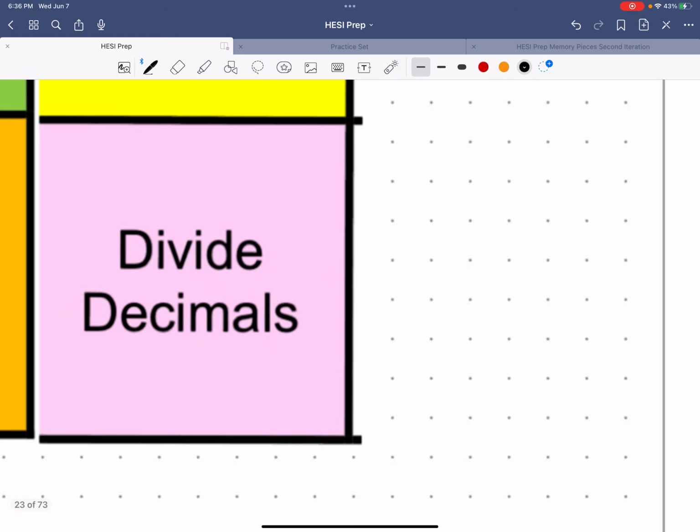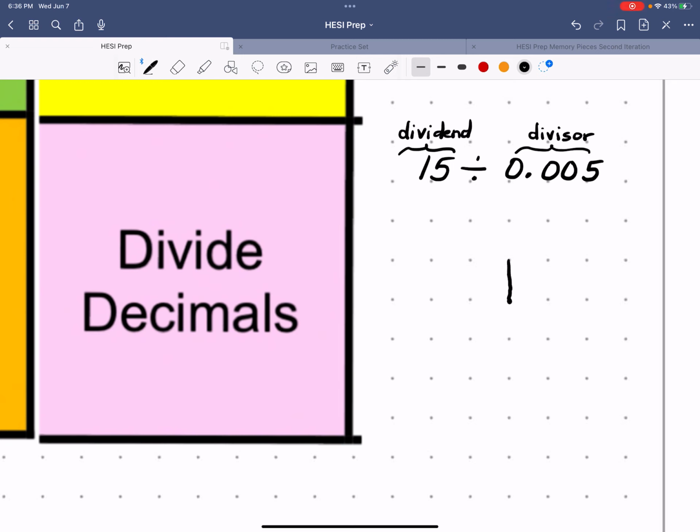And then to divide decimals, let's do 15 divided by 0.005. This number is called the dividend. This number is called the divisor. And if you're putting it in the calculator, you put it in just like that. If you're working it longhand, you have to put it in a frame. So the dividend goes in the house. The divisor goes outside the house.